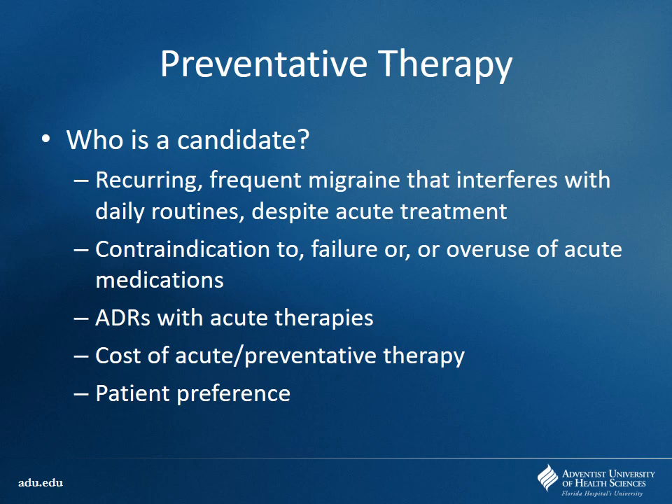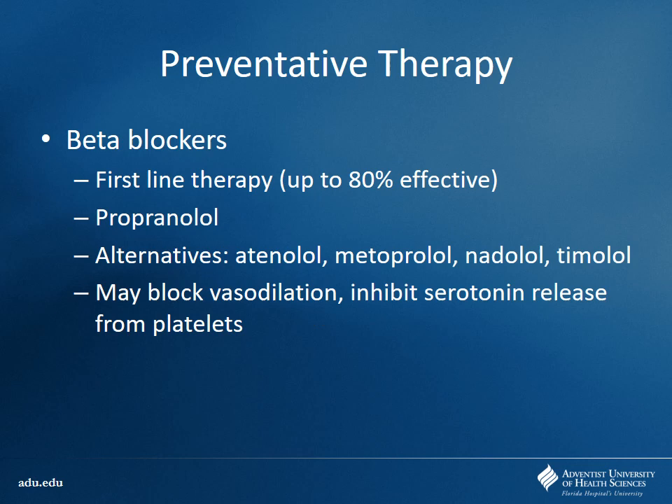Okay, so who should be a candidate for getting preventative therapy? Usually those that have recurring or frequent migraines despite usual acute treatment, especially if they're having overuse of those medications. This would be another good indication to use preventative therapy. Also, if they're having a lot of adverse drug reactions and you want to prevent using that acute therapy, this can be very useful to help prevent that as well.